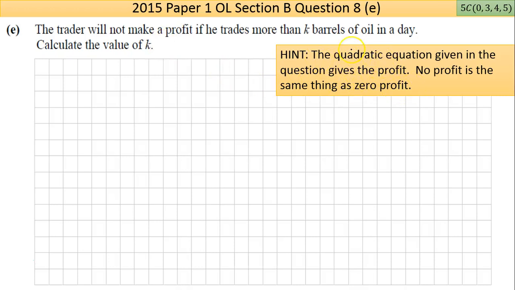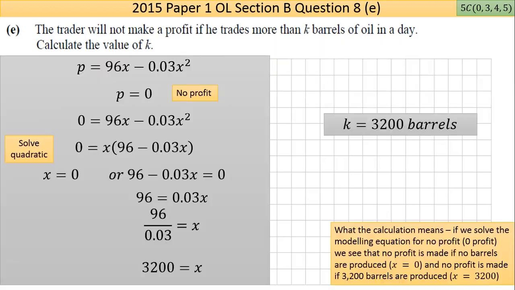So basically the hint here is you're given a quadratic equation, P equals whatever. If there's no profit, that P value is 0. And that's the trick here. If I go ahead with the answer, I've done that here. That's the two concepts: the P equation, and that P is equal to 0. Put them together, so 0 equals that. And this is a quadratic. If I solve this quadratic, I'm going to find where the curve would cut the x-axis.